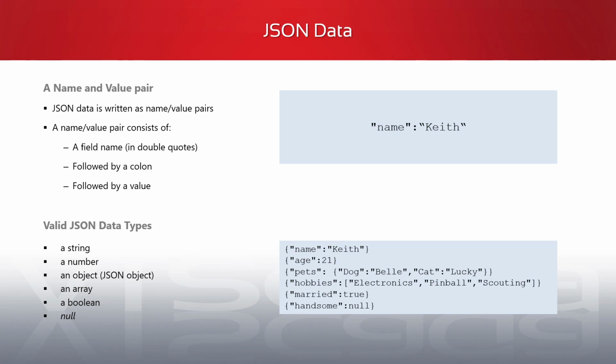The next data item is a boolean, which represents either a true value or a false value. So you can see here, married is true, and my wife will be delighted that I got that right. And then the last item you can set to a null, which means it has no value, it has not been set. So handsome, and I'll let others decide for me on that. So that is all the data that can be represented by JSON.